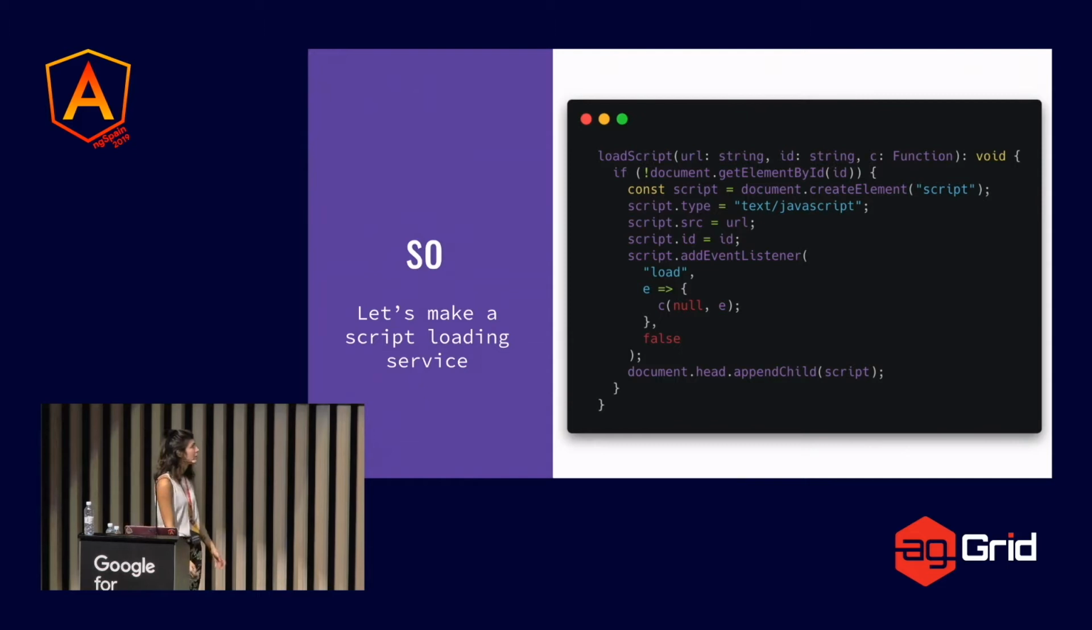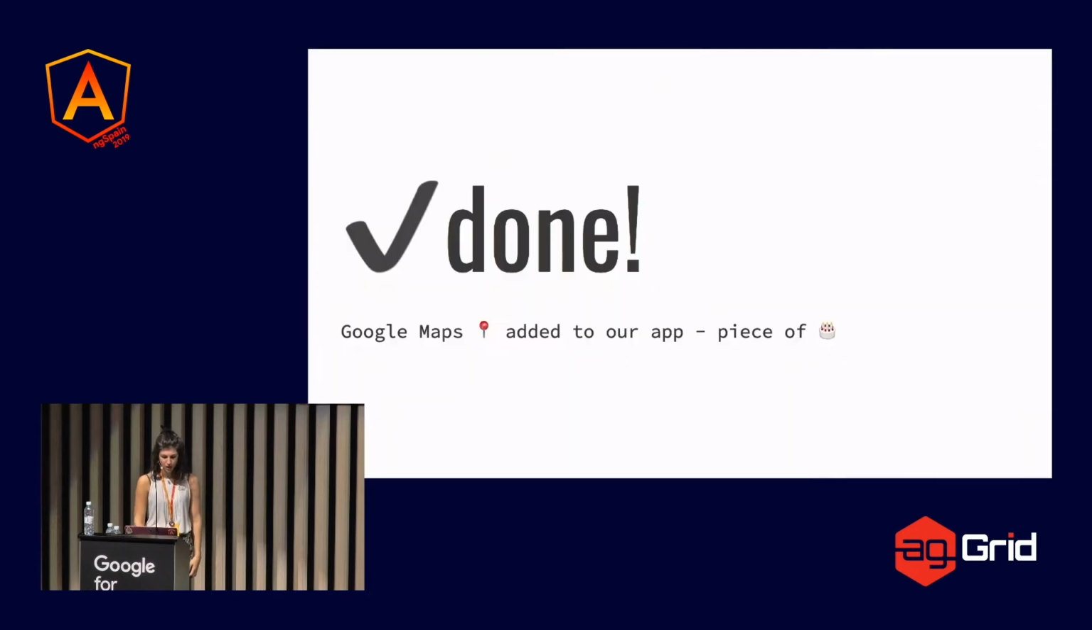So what do we do? OK, you make a script loading service. It's not the super neat thing to do. You just create a script tag manually with JavaScript, and you pass a callback function in it. And when you invoke it, you make sure that this function will go at the script, load it, and you know when it's loaded. You can do this in your component, and then you get a callback, and you can start initializing your map when the callback is invoked. So done. I mean, Google Maps is added to your app, piece of cake, ready to go, right?